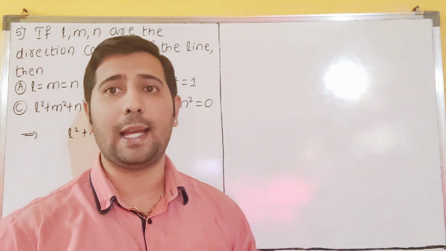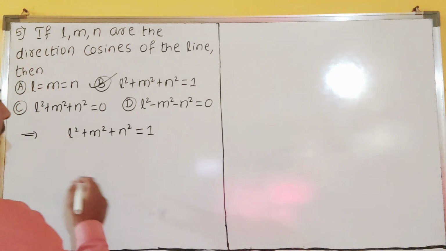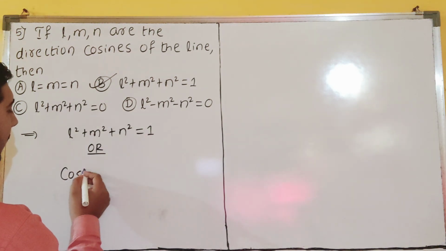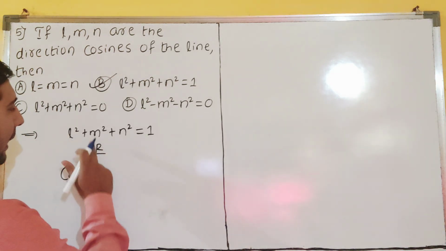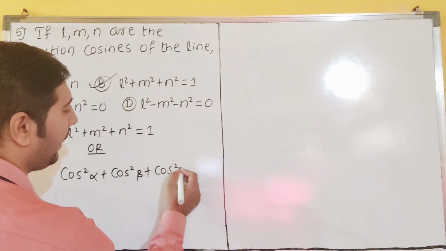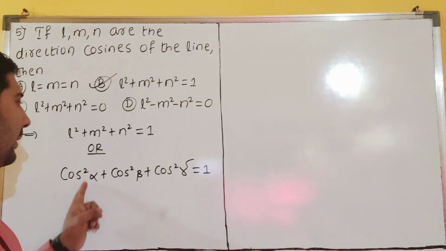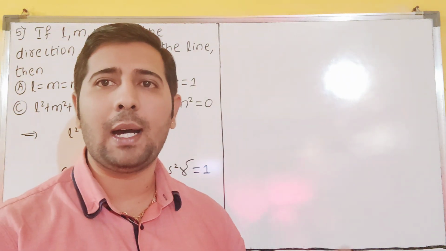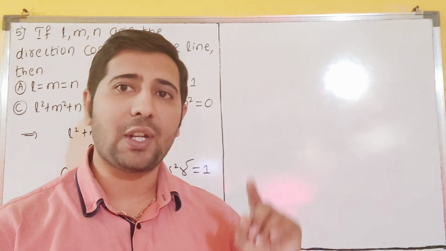One more they may ask. l is nothing but cos alpha, m is nothing but cos beta, n is nothing but cos gamma. Sometimes they may give like this also. You have to understand. l is cos alpha, so l square means cos square alpha. m is cos beta, so m square means cos square beta, plus cos square gamma is equal to 1. Both are the same, dear students. Alpha, beta, gamma are directional angles. So cos alpha, cos beta, cos gamma are direction cosines.